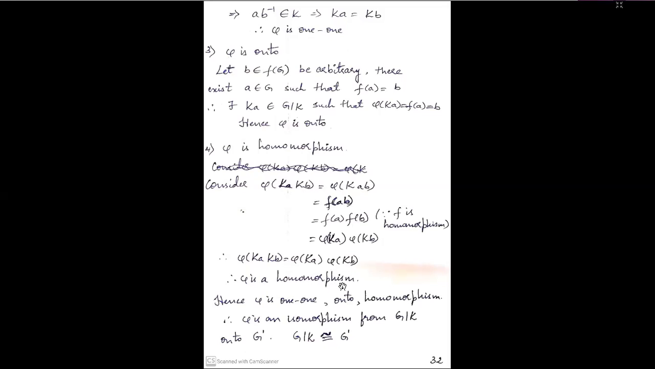So we have checked that phi is a homomorphism, onto and 1-1. Therefore, phi is an isomorphism from G/K onto G dash or f(G). In case G dash itself is f(G), then we can write it as G/K to G dash, or we can also write it as G/K to f(G). Therefore, G/K is isomorphic to f(G), or G dash if f(G) is equal to G dash. So this is a very important theorem on homomorphism, the fundamental theorem of homomorphism.